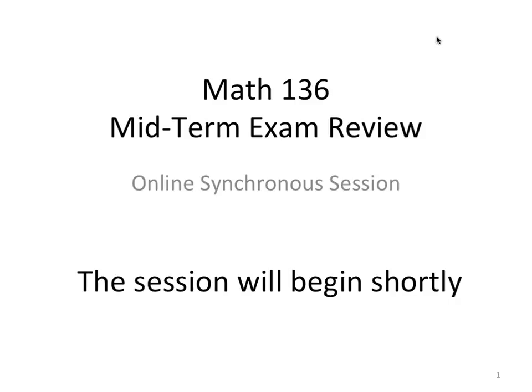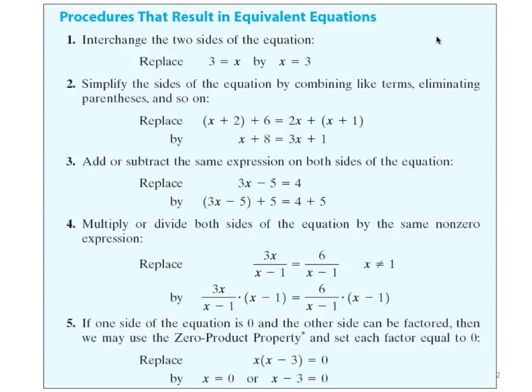So let's go ahead and start with this right here, which are different procedures that you can do to end up with equivalent equations. One of the main goals in math is to not change anything, basically just not screw anything up. So one thing that you can do is interchange two sides of an equation. For example, if you have 3 equals x, we could write this as x equals 3 instead. There's nothing wrong with just interchanging the two sides.